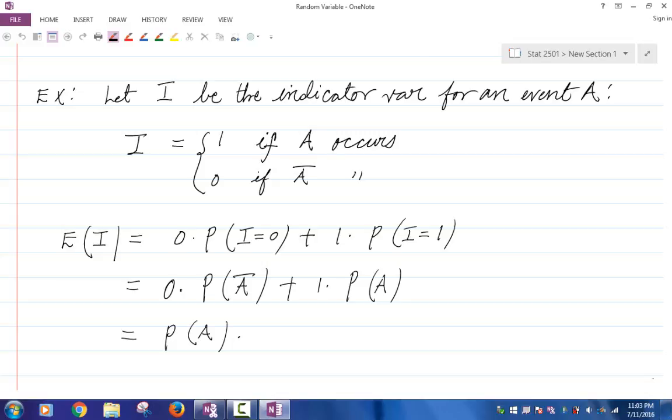So what's the expectation of I? Well, there are two values of I, so I multiply each value of I by its probability. So 0 times the probability that I is 0 plus 1 times the probability that I is 1. The probability that I is 0 means the same as the probability of A complement, and the probability that I is 1 is the same as the probability of A. So the expectation of I is equal to the probability of A.